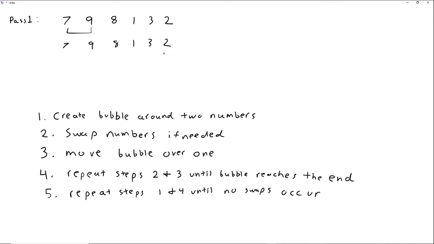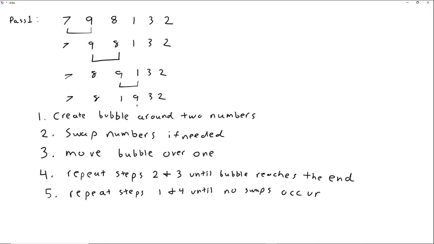Array at the moment. Now for step 3, we need to move the bubble over 1. So now the bubble is over on 9 and 8. We do need to swap because the 9 is greater than the 8, and the 9 should be on the right side, and the 8 should be on the left side. So this gives us 7, 8, 9, 1, 3, 2. We then must move the bubble again. We have to swap these, so that gives us 7, 8, 1, 9, 3, 2.